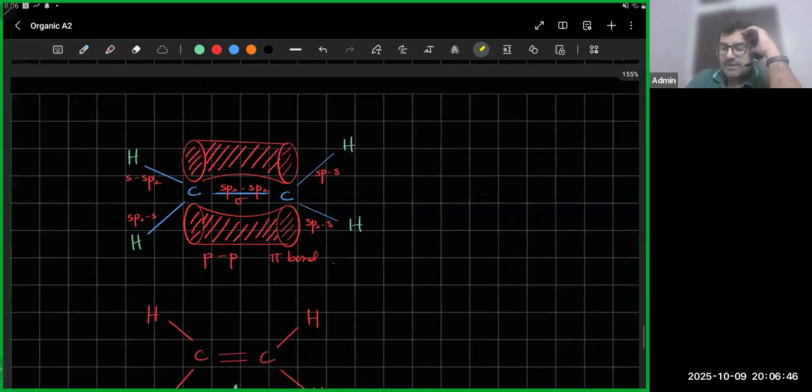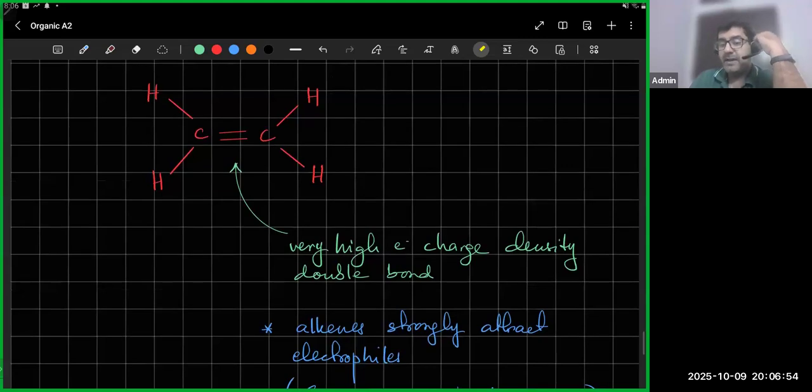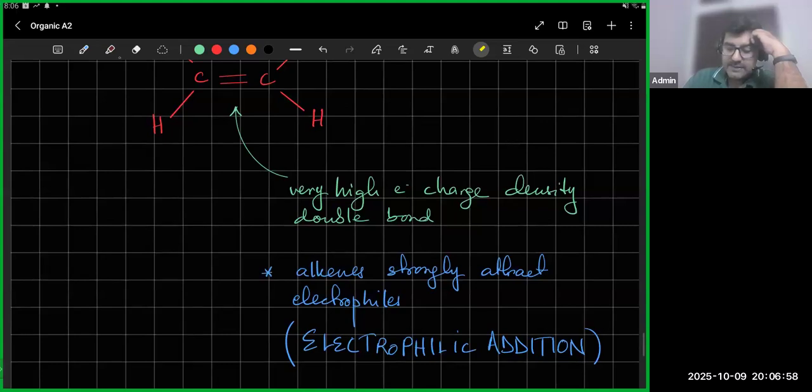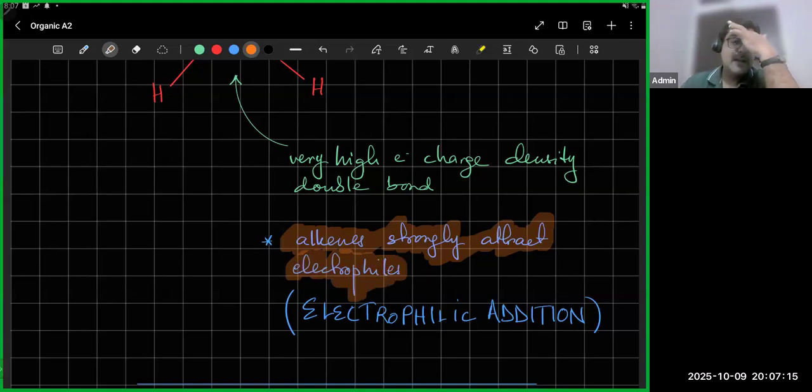Or मैंने कहा था कि this pi bond over here had very high electron charge density. The double bond had a lot of electrons in it, very, very concentrated in a very small area. So alkenes would strongly attract electrophiles. This was one very good thing about alkenes, that they had a lot of electrophilic reactions. They had a strong attraction for electrons. Not electrons, for electrophiles. They had electrons and they would attract electrophiles.